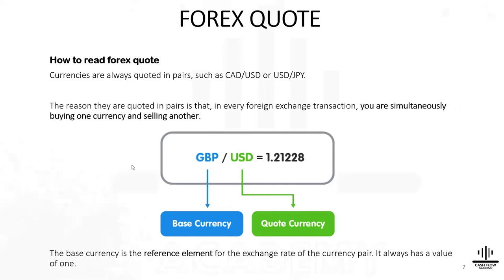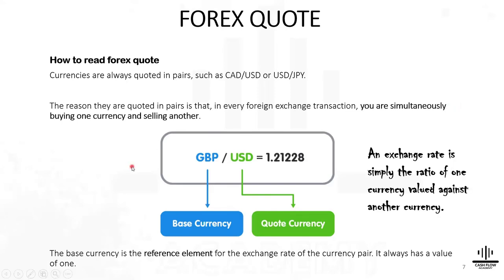Let's move. An exchange rate is simply the ratio of one currency valued against another currency. So I just brought this here so that we get it. This number we are seeing is the exchange rate. It's just telling you the value of one currency in this currency. So the value of 1 unit of British pound is this. So it's 1.21 USD.